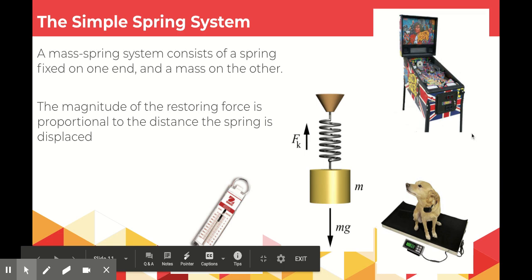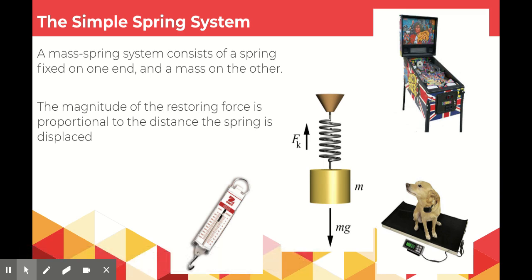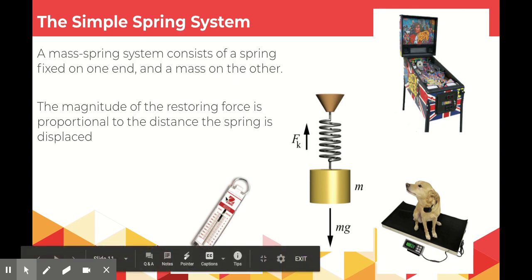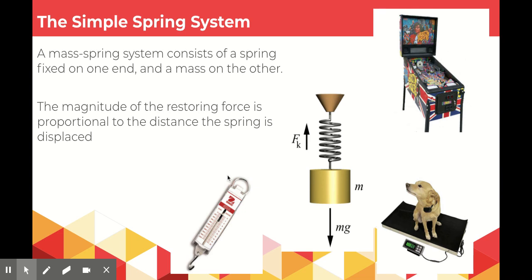So anyway, your simple spring systems, these are going to be the ones that we've been looking at this year already. So you have a mass affixed to one end of your spring, and it's more controlled, right? So if you had down here, like, a spring scale, right? We're measuring the amount of newtons of force being applied. So the magnitude of that restoring force is obviously, again, going to be proportional to the distance that you're displacing the spring.